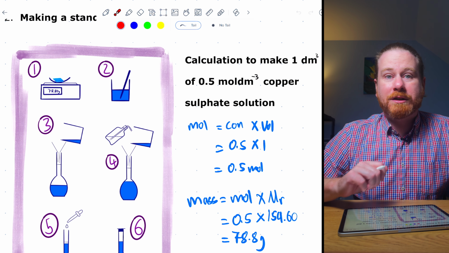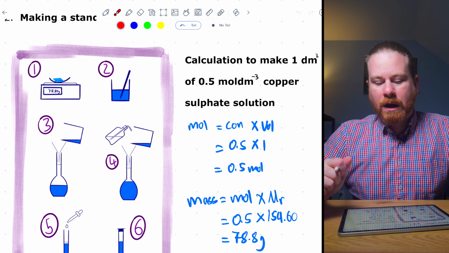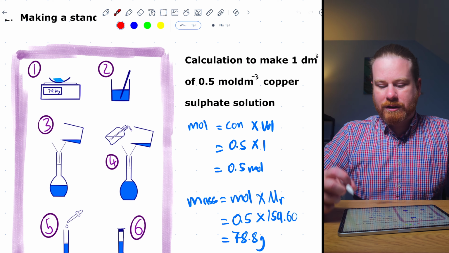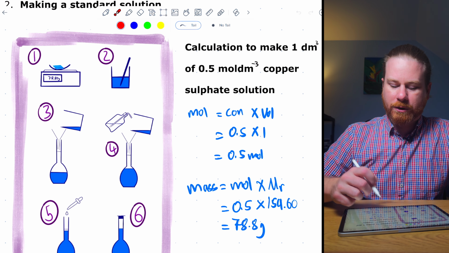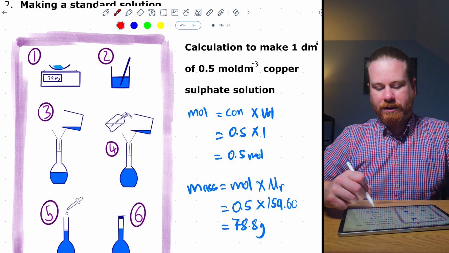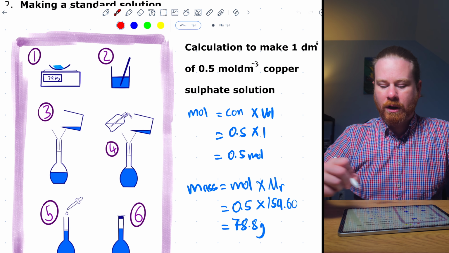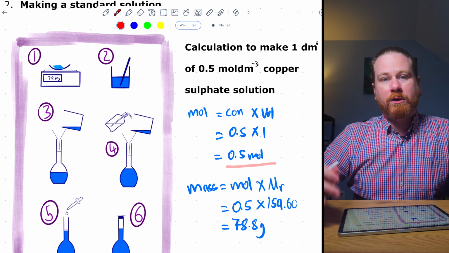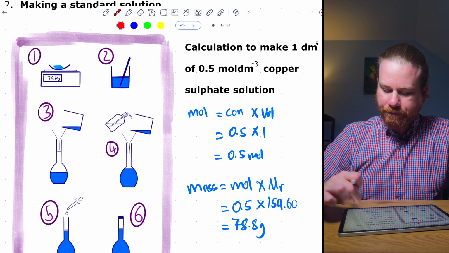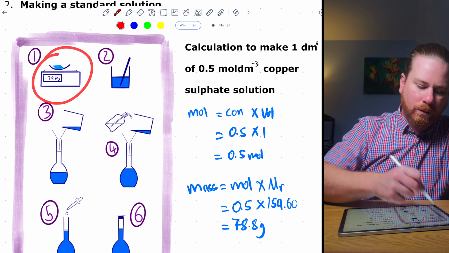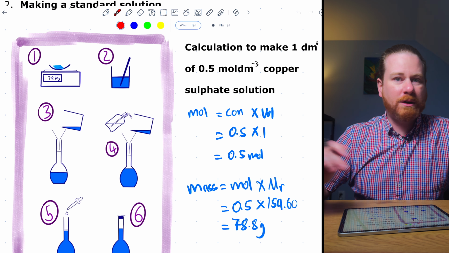So the first thing we need to do is figure out how many moles are needed to make this solution, because we know the concentration, we know the volume, but we don't know the number of moles. So we're using this equation here. Concentration times volume will give us the number of moles that we need. In this case it is 0.5 moles. Happy days. But we don't have a moles balance. We can't just measure out moles directly.